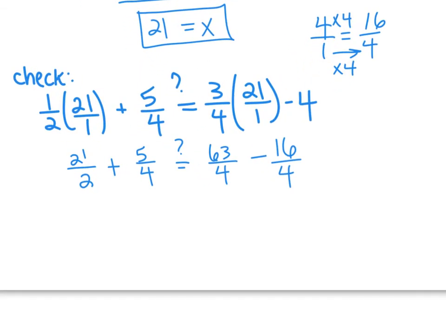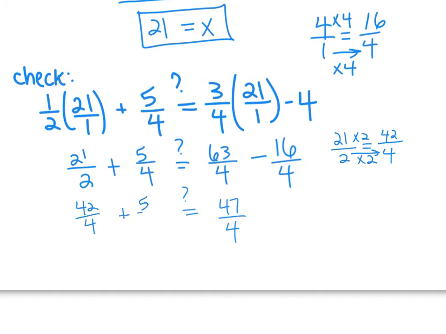So let's go ahead and finish that right side. Since they're both fourths, we can subtract their numerators. So we do 63 minus 16, which is 47. So 47/4 on the right side. On the left side, I'll go ahead and change this guy into fourths. So we're just going to do another equivalent fraction. So 21 halves is equal to how many fourths? So to get from 2 to 4, we times by 2. So we have to multiply 21 by 2 as well. So it's 42. So 42/4 is the same thing as 21 halves.